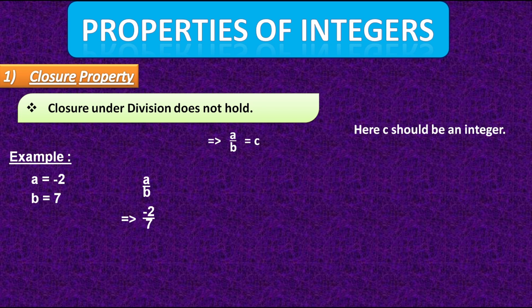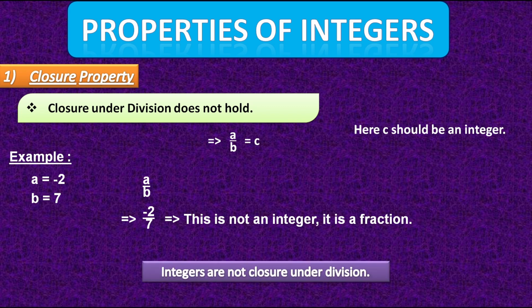If I keep it as it is, then it is a fraction. Therefore, this is not an integer, it is a fraction. Therefore, we can say that integers are not closed under division. Therefore, closure under division does not hold. Okay. So, closure property holds for three operations, that is for addition, subtraction and multiplication, but not for division.